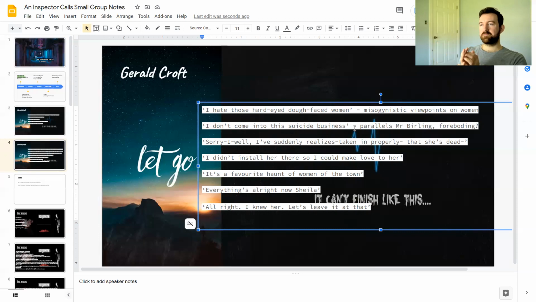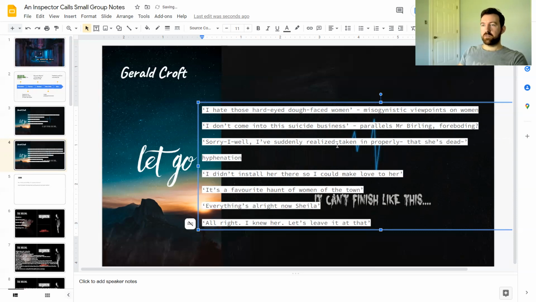Sorry, I've suddenly realized, taken it in properly, that she's dead. So this quote shows that he truly is shaken up. Hyphenation really helps to show that he's very shaken up. This seems spontaneous and real, basically. He isn't strategizing. He isn't trying to think about what's best for himself in the way that he speaks here. He's speaking, at least for now, from the heart. He realizes that she's dead. Eva Smith is dead. Daisy Renton is dead. And he is genuinely shaken by it.